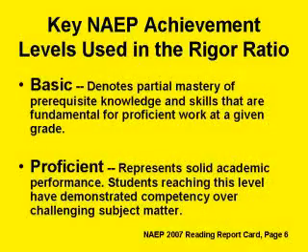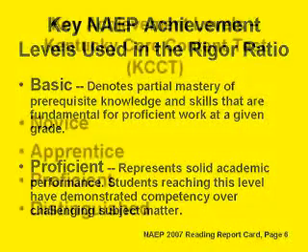Those key NAEP achievement levels that we will use for our rigor ratio are first the basic level, which denotes only partial mastery of prerequisite knowledge and skills that are fundamental for proficient work at a given grade level, and then proficient. This represents solid academic performance. Students reaching the proficient level on NAEP have demonstrated competency over challenging subject matter.